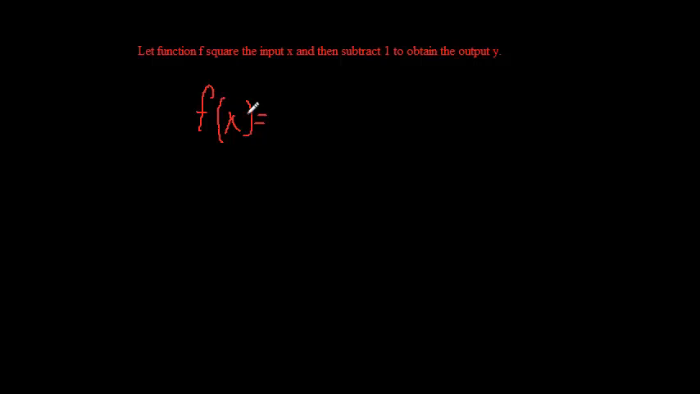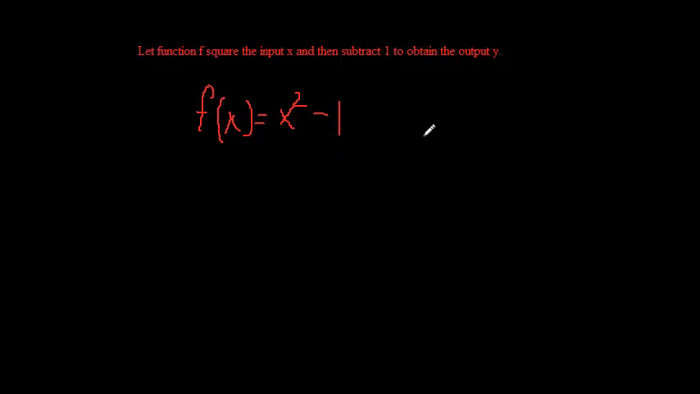So let's see what f of x is going to do. It's going to square the input x. So let's take our input and square it. Then we subtract 1. So let's subtract 1 from that. And that will give us the output y. So we have the function f of x equals x squared minus 1.